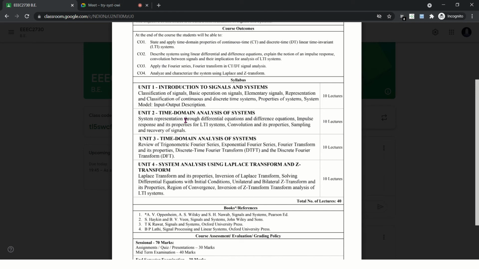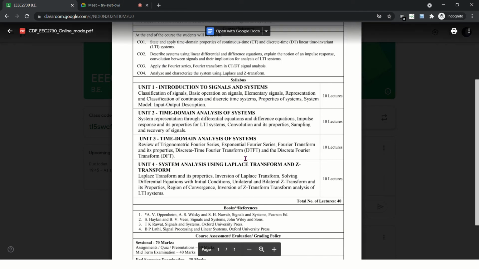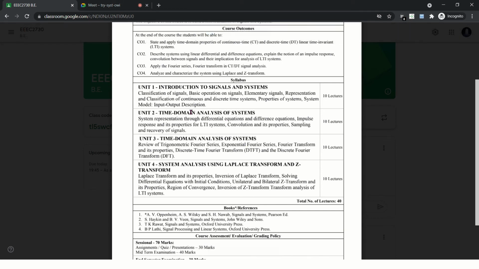For example, in unit 2 we'll be using differential equations and difference equations for system representation, and then we will study the impulse response and its properties for LTI, linear time invariant systems. What a linear time invariant system is will also be discussed in unit 1, and from there, with that basic idea of LTI systems, we'll be finding the responses of such systems.